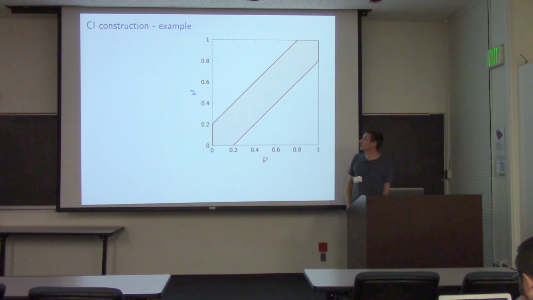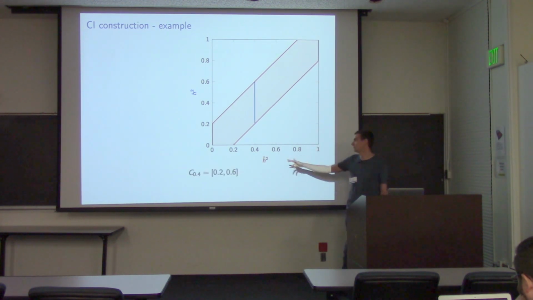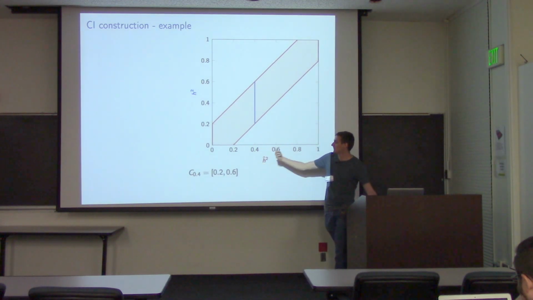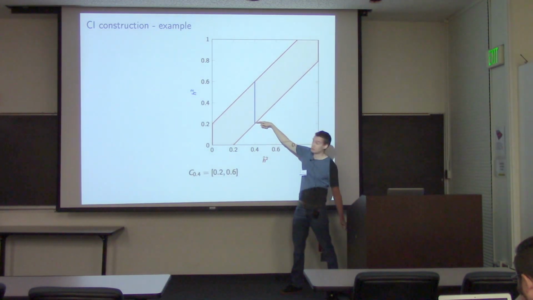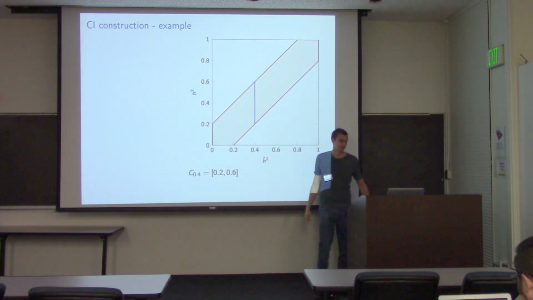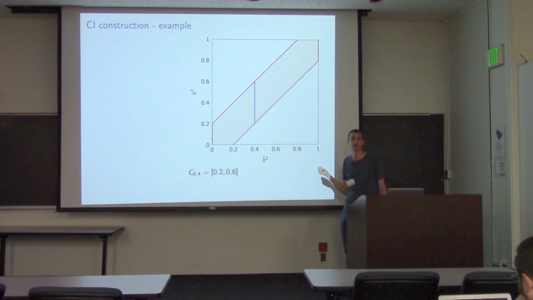And then once we've done that, we use this to construct the CIs by inverting this, which means that if we got an estimated value of 0.4, then the CI would be all the values that are here, all the values in which the estimator is in the region. Okay, and this is how it's done.